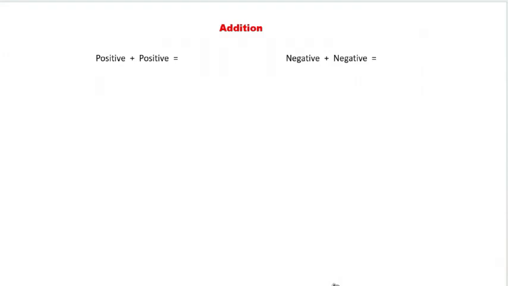If you have two positive numbers and you add them together, let's say you have positive 3 plus 4, you're going to get positive 7. So a positive plus a positive is going to give you a positive number.